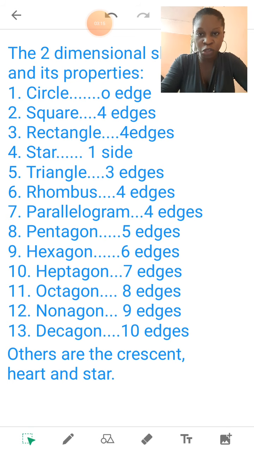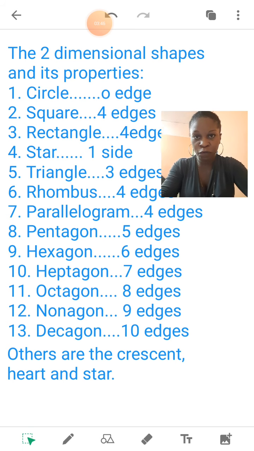All the polygon shapes: the pentagon, the hexagon, the heptagon, the octagon, the nonagon, the decagon. So they go in line. Once you can identify them with their names, you will know how many sides and edges they have. The pentagon has 5, the hexagon has 6, the heptagon has 7, the octagon has 8, the nonagon has 9, and the decagon has 10.